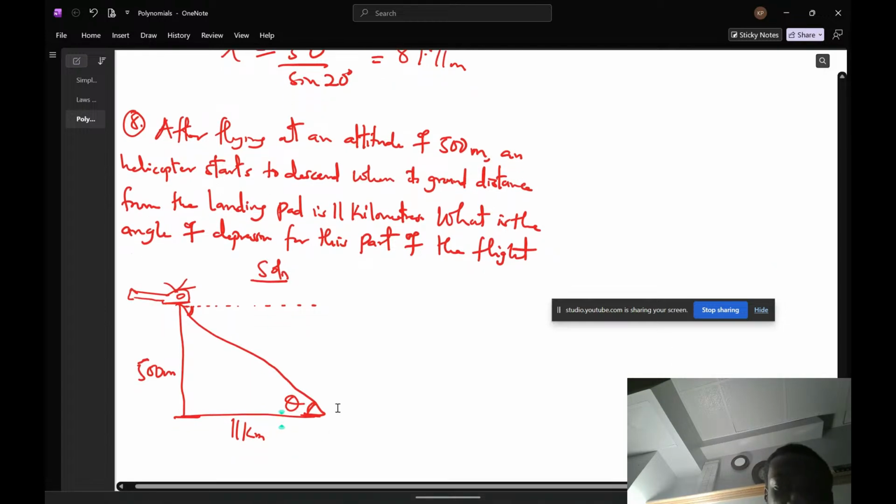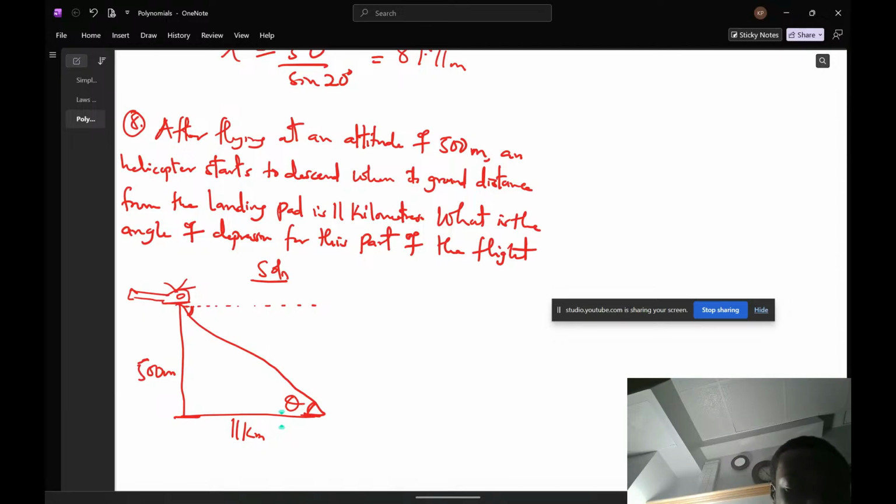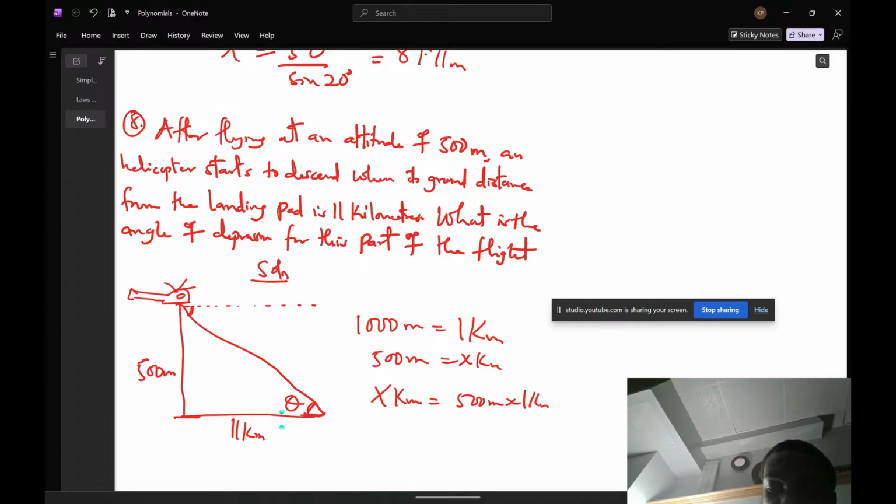So let's put everything in kilometers. 1000 meters equals 1 kilometer. So 500 meters equals how many kilometers? Let's cross multiply. x kilometers equals 500 meters times 1 kilometer over 1000 meters. The meters cancel, so that will be 0.5. So x equals 0.5 kilometers.